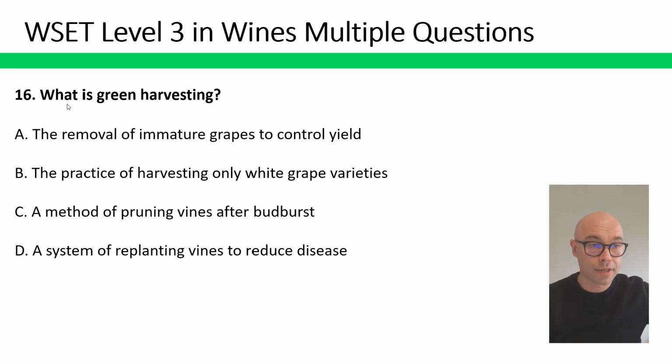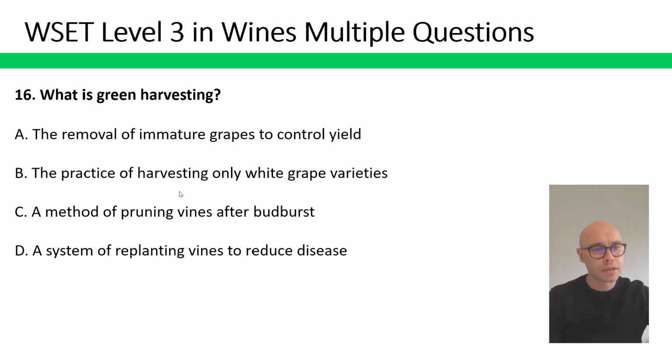What is green harvesting? The removal of immature grapes to control yields, the practice of harvesting only white grape varieties, a method of pruning vines after bud burst, a system of replanting vines to reduce diseases. So the correct answer is A, the removal of immature grapes to control yields.